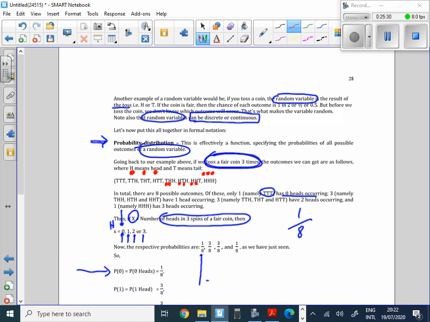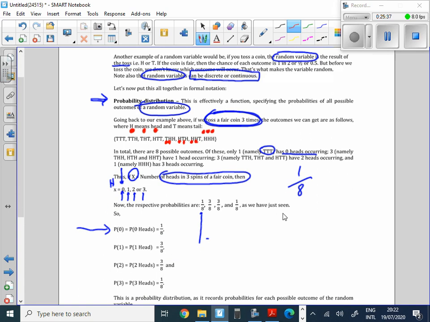You guys comfortable? So what's the probability of there being 1 head? 3 out of the 8. 2 heads, 3 out of the 8, and 3 heads, 1 out of the 8. And that is a nice, easy example, guys, because you could physically count them.